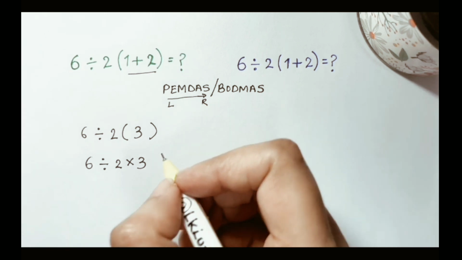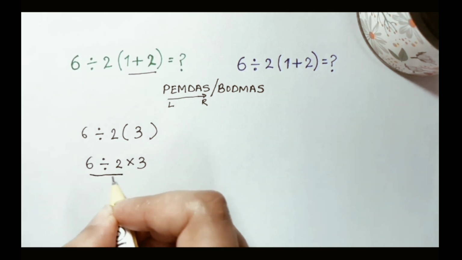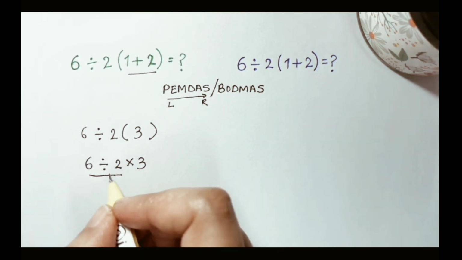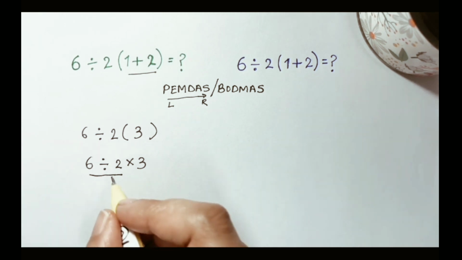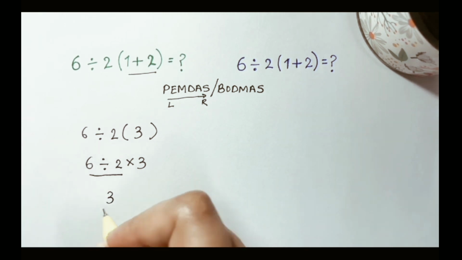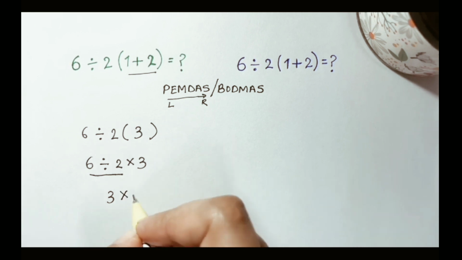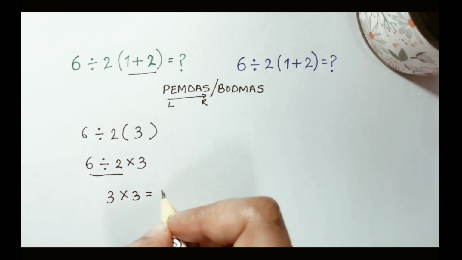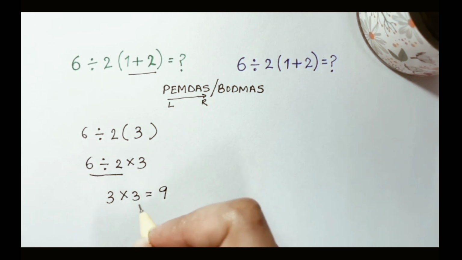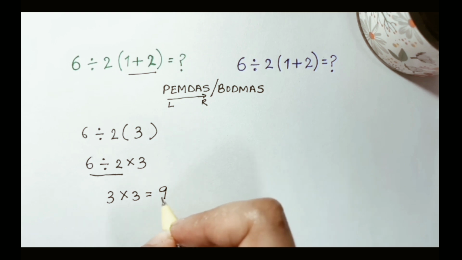So when we evaluate from left to right, starting on the left, we have 6 divided by 2, which is equal to 3. And then we have 3 times 3, which is equal to 9. So the one final multiplication is equal to 9. That gets us to the correct answer of 9. That's according to the modern usage of order of operations.